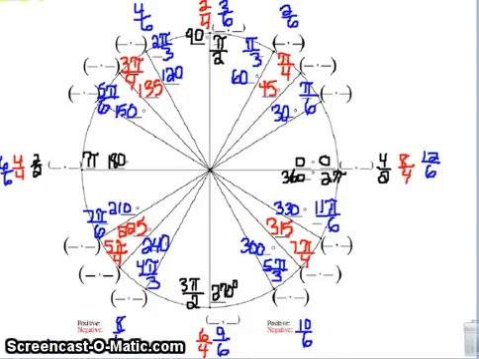So far we have done the angle measures in degrees, and we have done the angle measures in radians. On Friday, you are going to be responsible for both of those on your quiz. You are going to be responsible for knowing all your angle measurements in degrees and all of your angle measurements in radians.